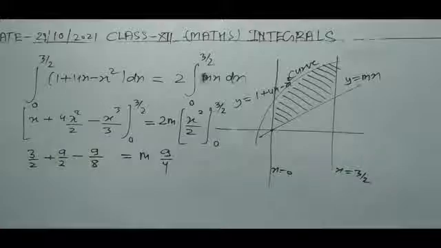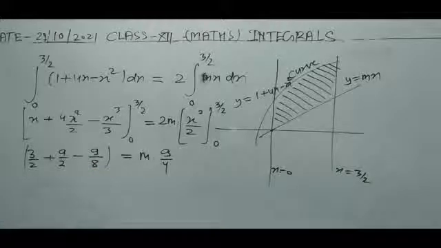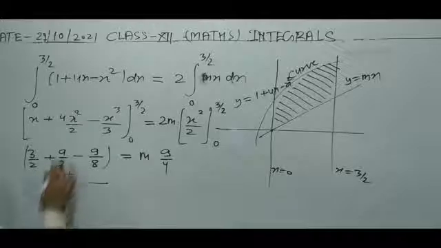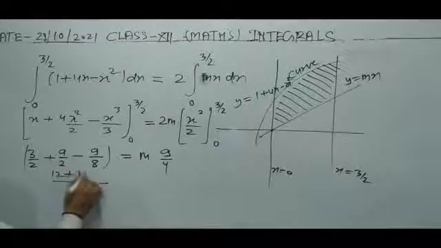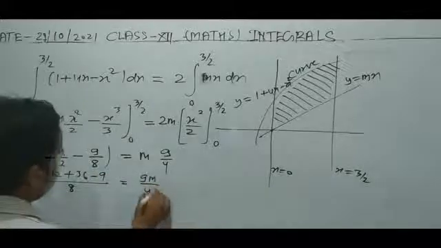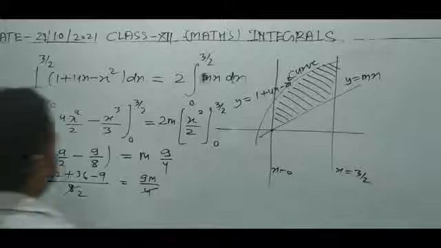Now we have to simplify these statements. When you simplify, the LCM will be 8. Now the calculation: 4 threes are 12 and 4 nines are 36, and now minus 9 is equal to 9m by 4. So this will be cancelled out from the table of 4, and this will be 27 plus 12, result will be 39. So 39 will be here.